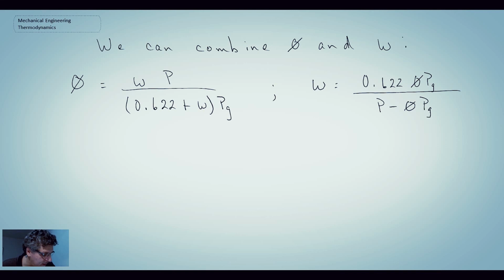The next thing that we'll take a look at is a way to compute enthalpy. Quite often we want enthalpy per kilogram of dry air, so that's what we'll look at next.